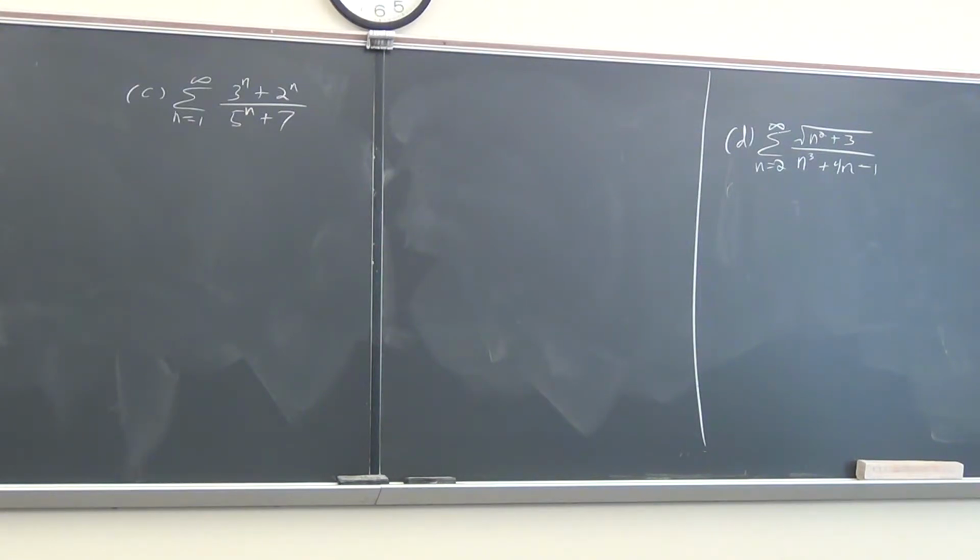So on Part C, I guess, since it's 3 plus 2 and number 5. No, it's 2 to the n, 3 to the n. Oh, it's 2 to the n. Right, we didn't make it as clear.